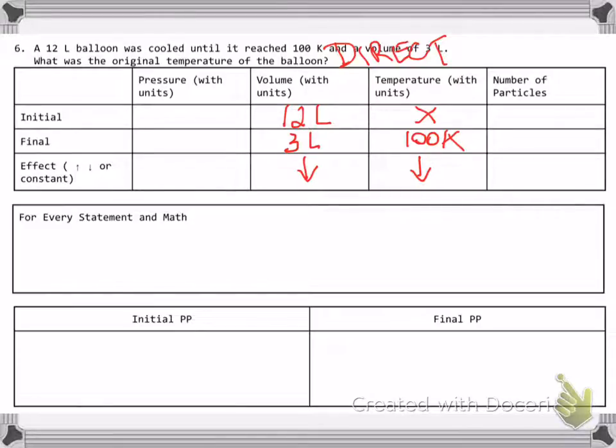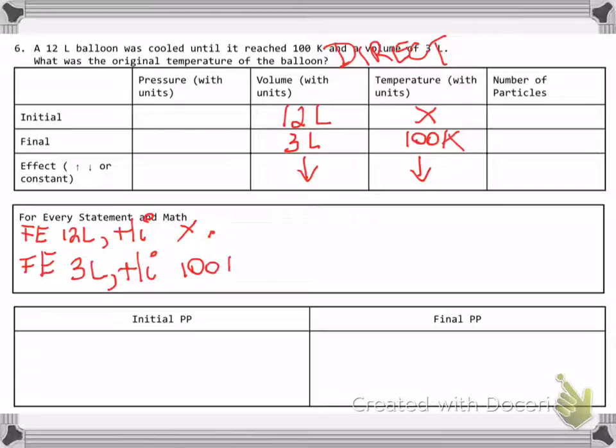So right now we're going to go ahead and set up our problem using for every statements. We know that for every 12 liters, there is X, and then for every 3 liters, there is 100 Kelvin. Okay, so those are my two for every statements.